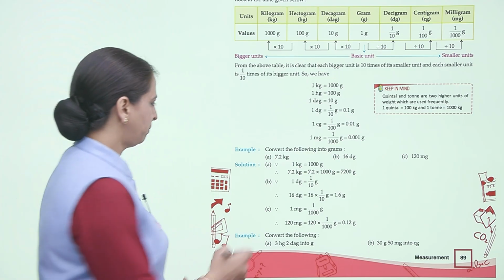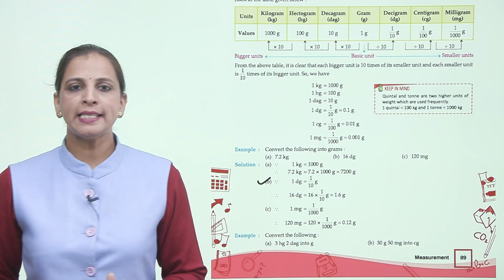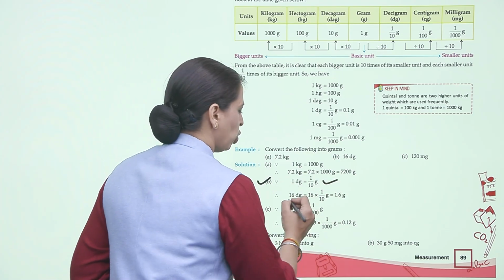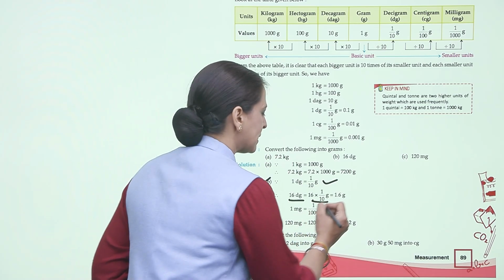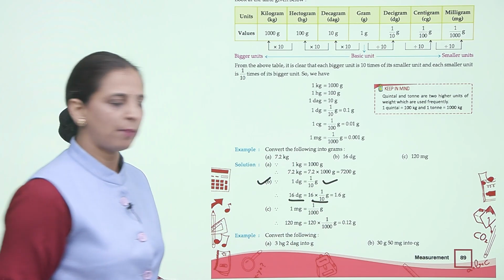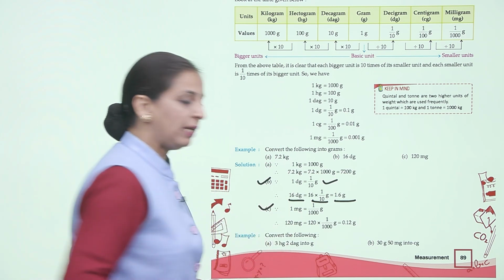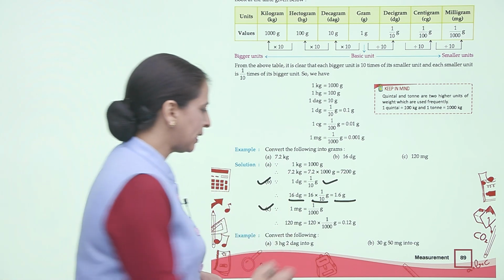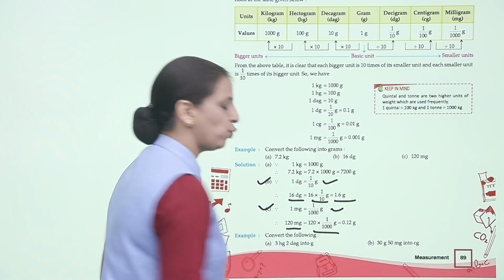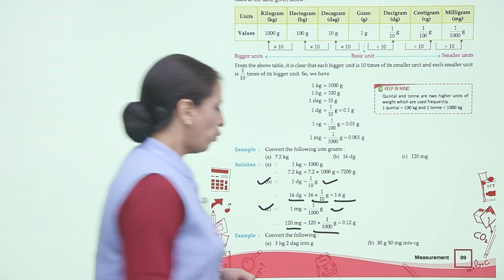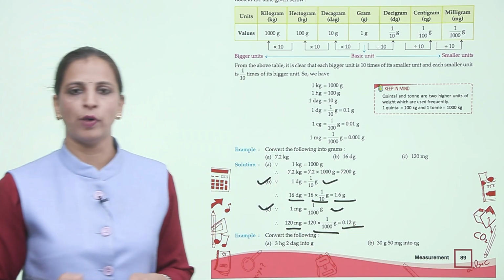Now B part, 1 decigram is equal to 1 upon 10 gram. So 16 decigram is equal to 16 multiplied by 1 by 10 gram is equal to 1.6 gram. Now C part, 1 milligram is equal to 1 upon 1000 grams. So 120 milligram is equal to 120 multiplied by 1 upon 1000 gram is equal to 0.12 gram.